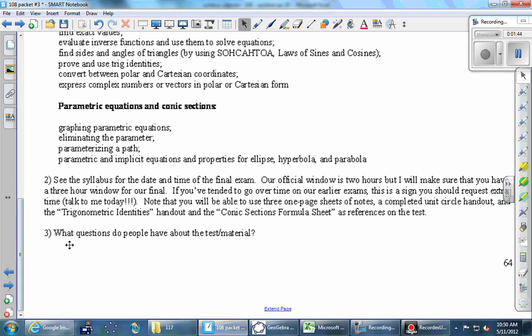Okay, so on the last page of the packet, I wrote, you can find it here. Let's see. Okay, 3 one-page sheets of notes, unit circle, trig identities, and the conic sections formula sheet, which I don't even think we've mentioned, but it's the very first page of this packet. Is that right? No. 3 single pages, front and back. Front and back. Bring in your 3 notes from the first test.